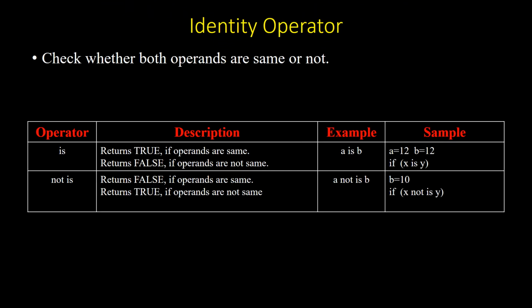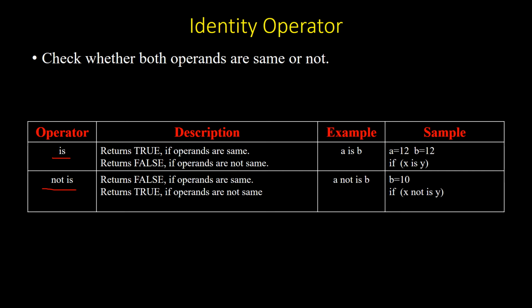Next is the identity operator. The identity operator is used to check whether both operands are the same or not. Suppose I store the values A equal to 12 and B equal to 12. Here the identity operators are is and is not. The is operator returns true if both operands are the same. If the operands are not the same, it returns false. The is not operator returns false if the operands are the same, and returns true if the operands are not the same.